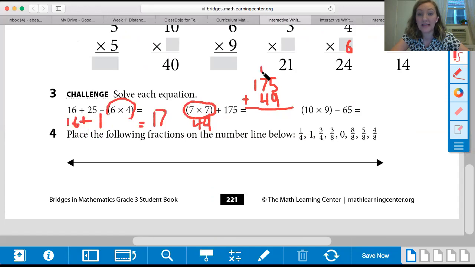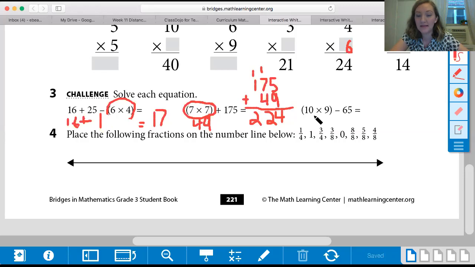Five plus 9 is 14. Where's my 1? 1 plus 7 is 8. 8 plus 4, 8, 9, 10, 11, 12. And 1 plus 1 is 2. So this one is 224.